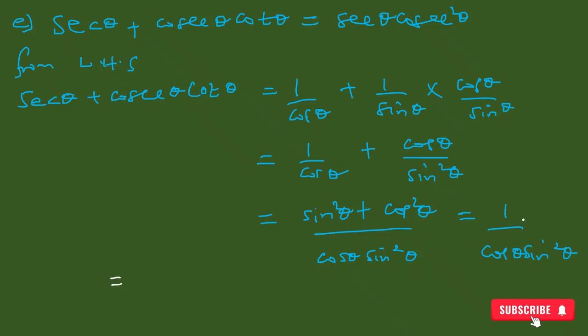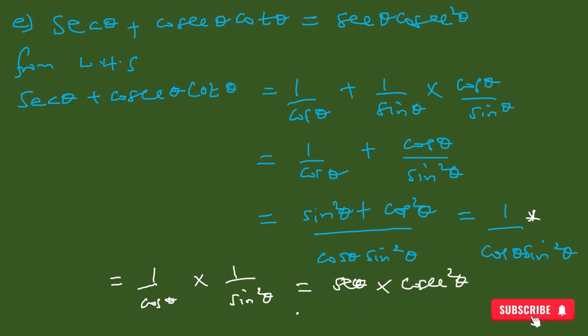If we simplify this expression here, we just separate it: 1 over cos theta times 1 over sine squared theta. And we know that 1 over cos theta is the same as sec theta, times 1 over sine is the same as cosec. So since it is squared, we have cosec squared theta. So this simplifies as sec theta cosec squared theta. And that is proved.